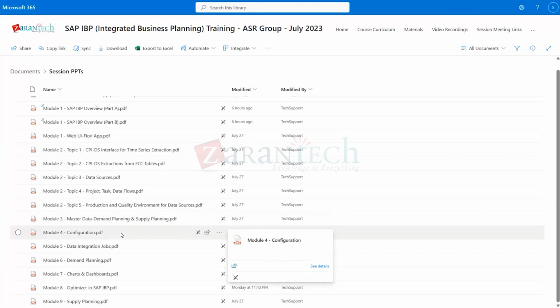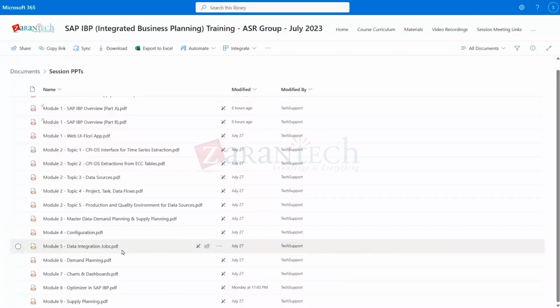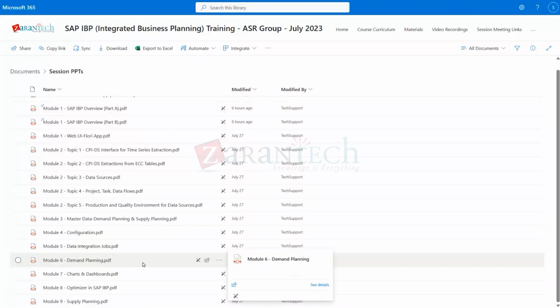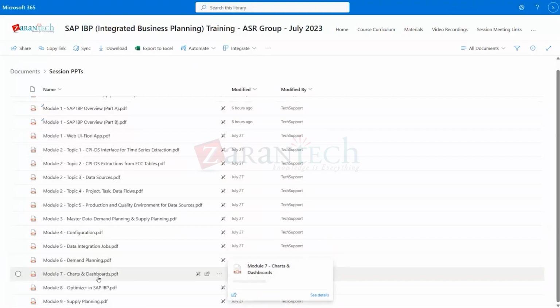The next module is configuration: how to configure data in the system, and how the configuration takes place. After that, we have the data integration jobs, then again demand planning, the charts and dashboard. This is basically related to the MIS. The module 7 is related to the MIS.